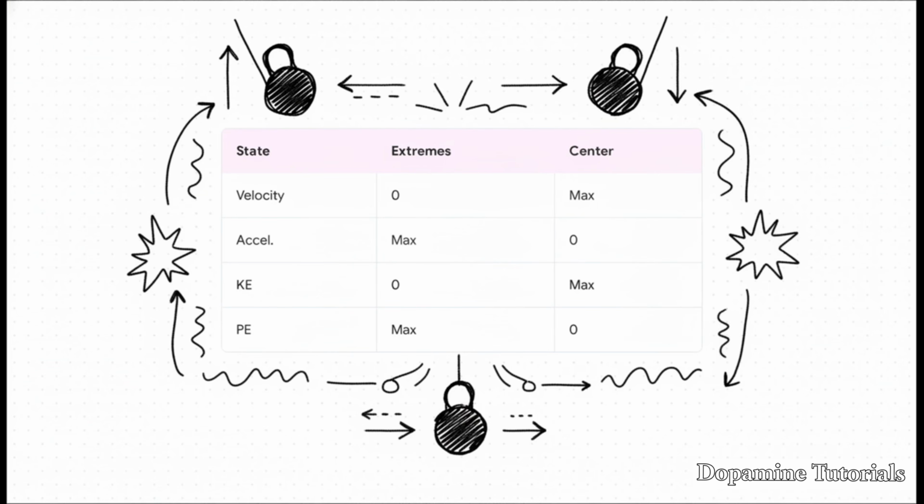Your velocity is 0 and your kinetic energy is 0. But your potential energy and your downward acceleration are totally maxed out, just begging to pull you back toward Earth. Then, as you rush through the dead center equilibrium, that completely flips. Boom, maximum speed and kinetic energy. It's this beautiful, seamless handoff between stored potential energy and explosive kinetic energy.